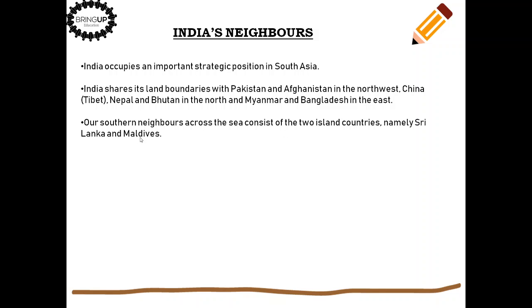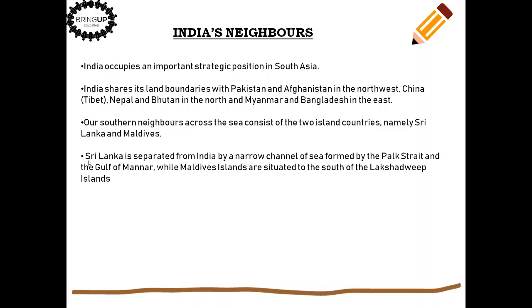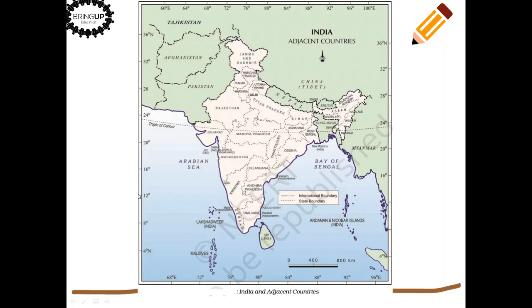Two island countries in the sea, namely Sri Lanka and Maldives, lie in the Indian Ocean. Next is an important point. Sri Lanka is separated from India by a narrow channel of sea formed by the Palk Strait and the Gulf of Mannar, while the Maldives Islands are situated to the south of the Lakshadweep Islands. So through this map, we are going to discuss more clearly the neighboring countries.